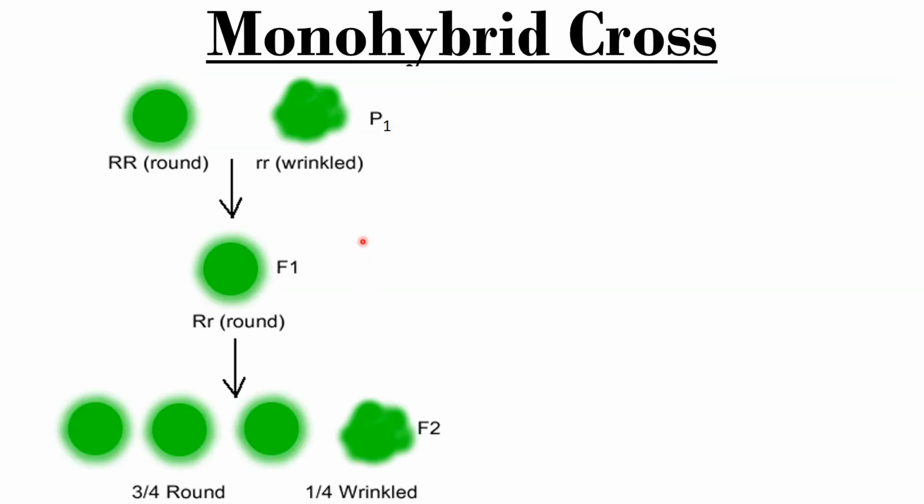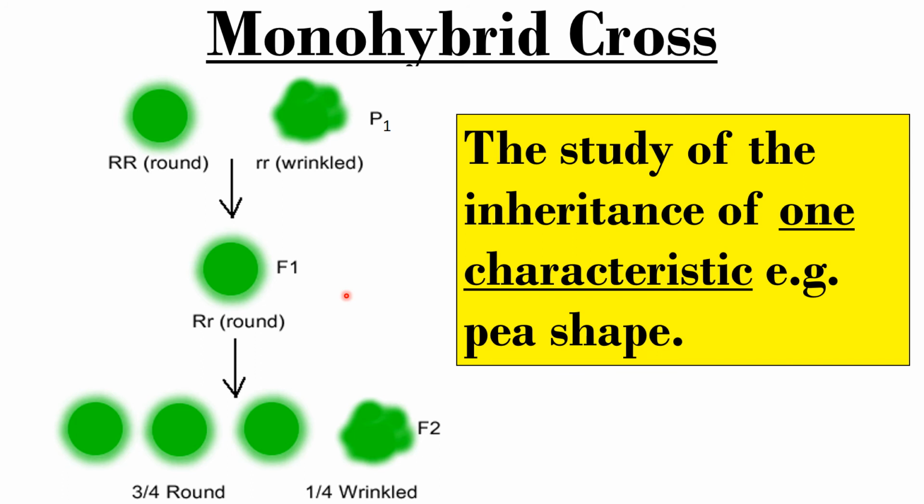And what we have here is what's called a monohybrid cross. So this is what we've been looking at with our wizards and muggles. All we were looking at with the wizards and muggles was whether or not the person was a wizard or a muggle. So that's one characteristic. So we've got P's here.